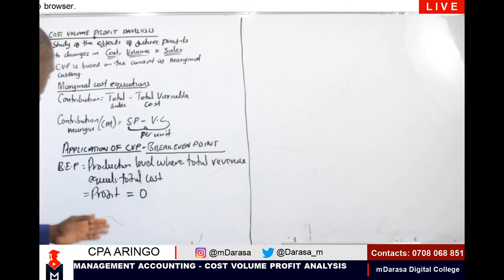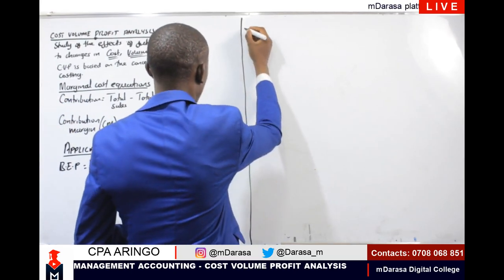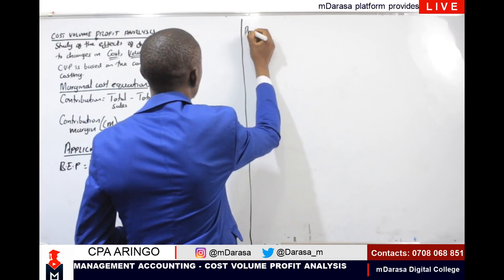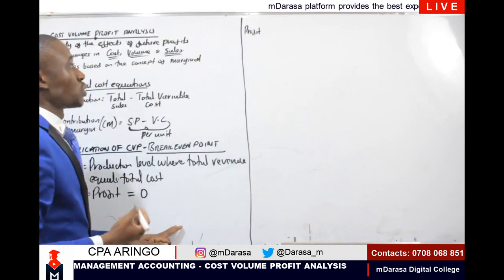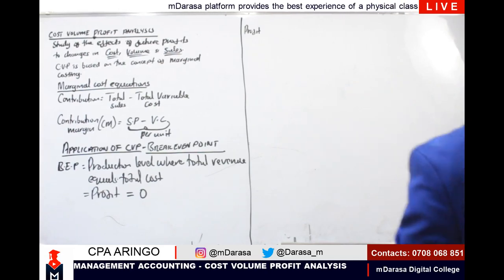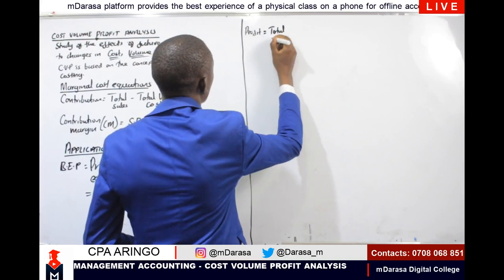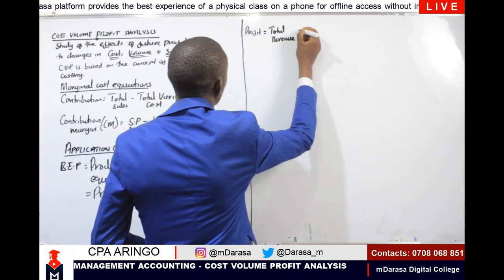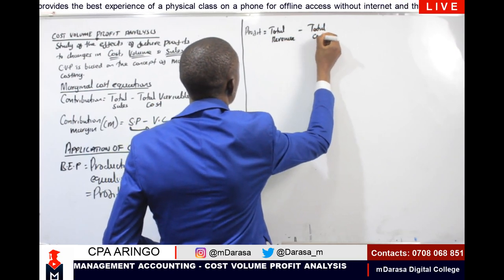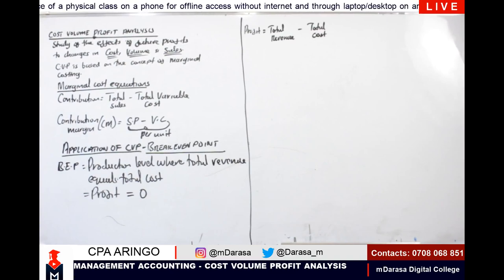So to start with, let us ask ourselves this question. How do you normally determine our profit? I know all of us can tell me that to determine our profit, we normally talk of total revenue minus total cost, right? Total revenue minus our total cost should give us our profit.